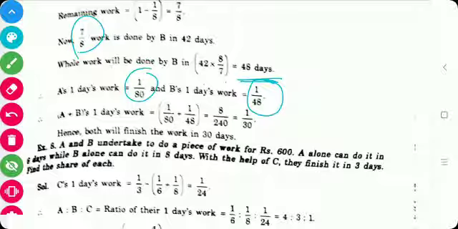So A plus B's 1 day work is equal to 1 upon 80 plus 1 upon 48. So LCM is 240. So the answer is 8 upon 240, which means 1 upon 30. Okay. Hence both A and B will finish that work in 30 days.